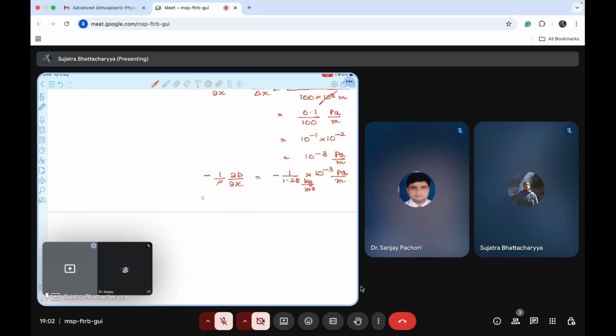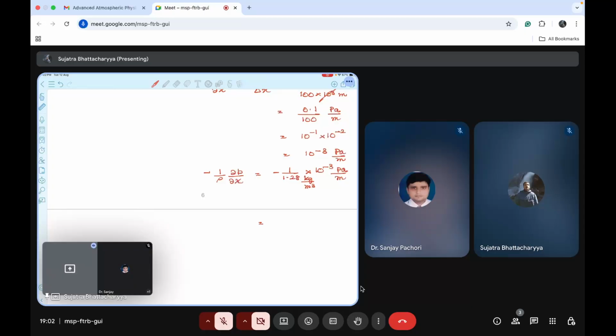Okay, so ultimately it will come out to be meter per second square, because if you open up pascals, it will give you that. And 1 by 1.28 will give you, I think, 0.8 into 10 to the power minus, or it will be 8 into 10 to the power minus 4 meter per second square. And there is a minus sign. So why is there a minus sign? Very easy. So the answer should be, magnitude is 8 into 10 to the power minus 4 meter per second square.